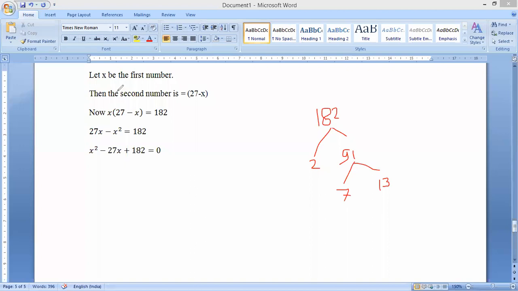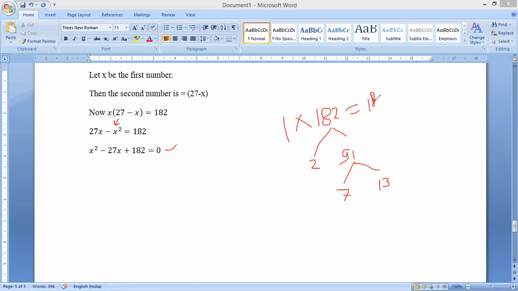Now let x be the first number, then the second number will be 27 minus x. Now x into 27 minus x is equal to 182. So this becomes 27x minus x square is equal to 182. And when all the values of the left hand side go to the right hand side, the sign becomes positive. So this is x square minus 27x plus 182 is equal to 0. This is a quadratic equation. The coefficient of x square is 1 and the constant term is 182. So 1 into 182 is equal to 182.